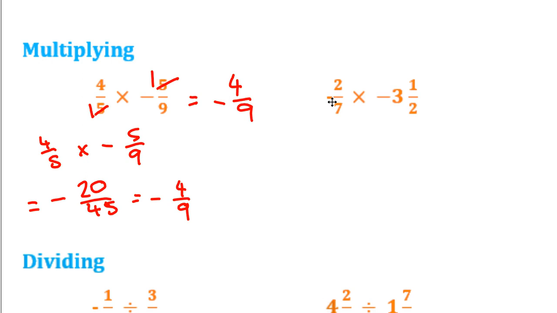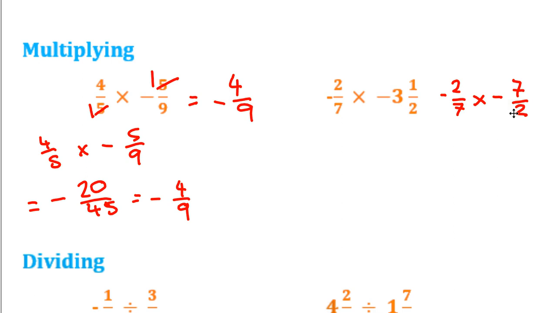That's meant to be negative 2/7 times negative 3 and a half. So remember, a negative times a negative is a positive, so our answer is going to be positive. But like with the adding and subtracting, we need to turn the mixed number into an improper fraction first. So it'll be negative 2/7 multiplied by, and negative, so it'll be negative overall. Well, what's 3 times 2? It's 6. 6 plus 1 is 7. So as an improper fraction, it's 7 halves.